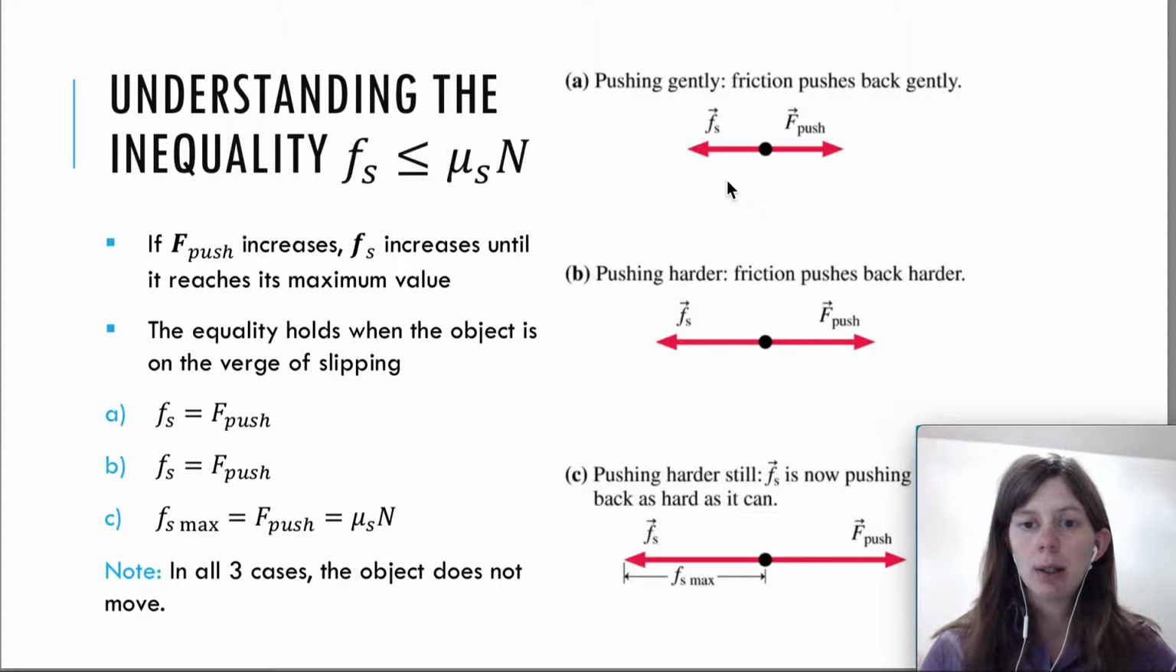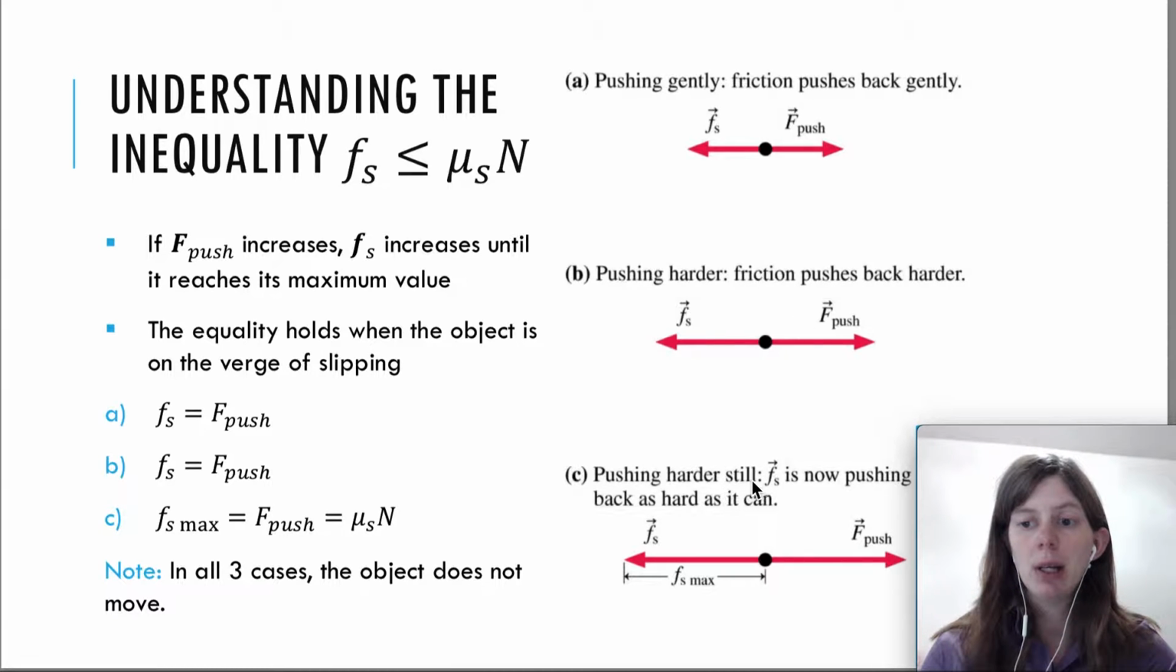The idea here is that if you're trying to push the object and static friction is opposing that attempted motion, that static friction force increases until it reaches its maximum value. The more you push, the more the static friction is going to oppose that push. You can see in picture A that there's a pushing force and the static friction equals that push. In picture B, we're pushing harder, that force is bigger, so the static force is bigger. But the static force is still equal to this push.